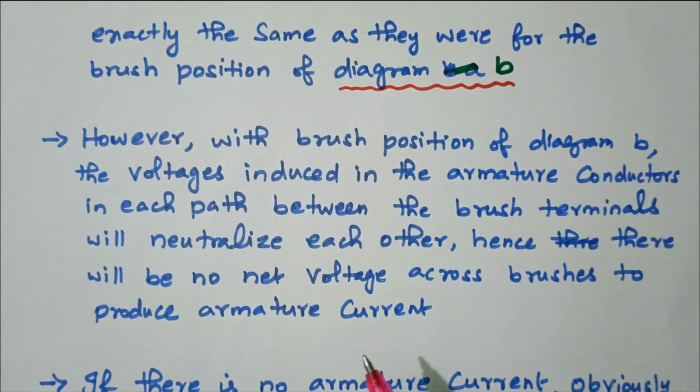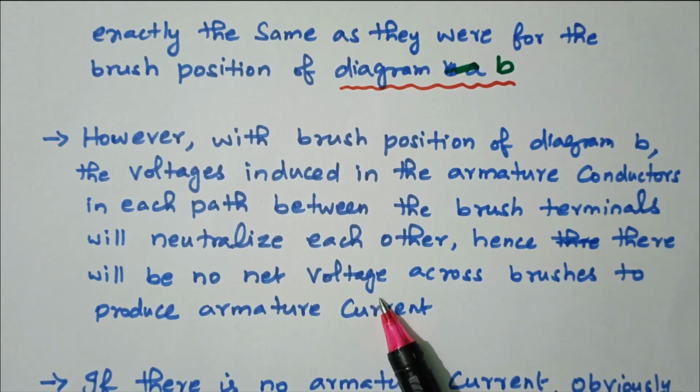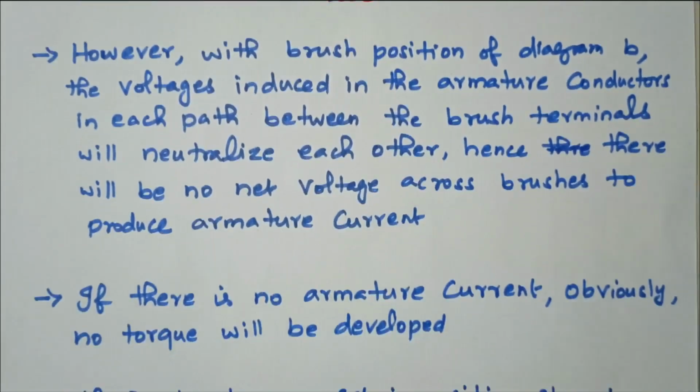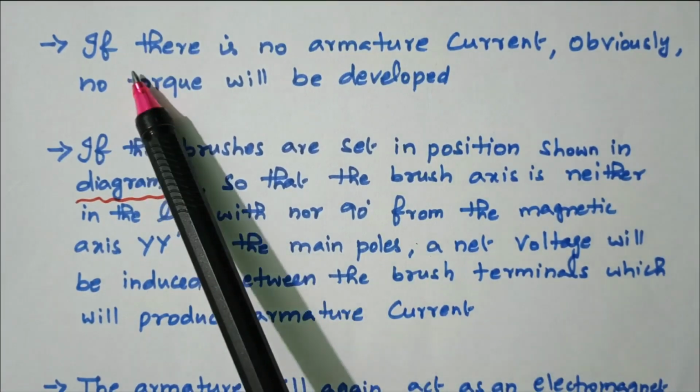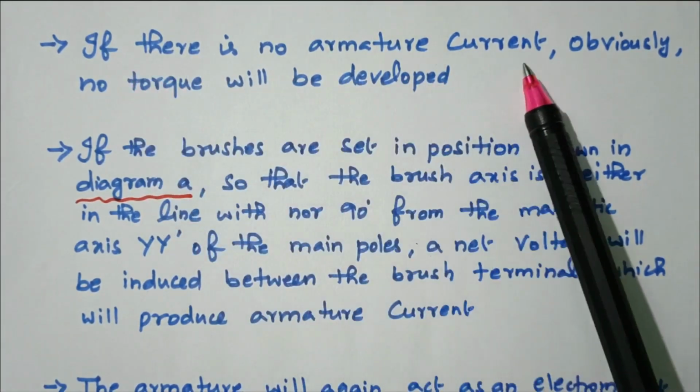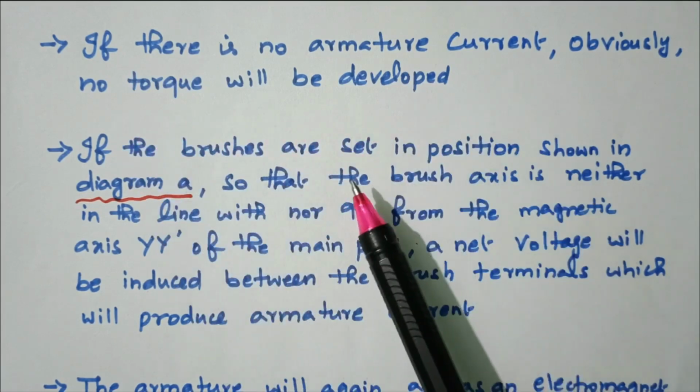Diagram A and B are very similar. In diagram B also, it will induce the EMF, but that neutralizes each other, so there is no possibility of current flow. If there is no armature current, obviously no torque will be developed.